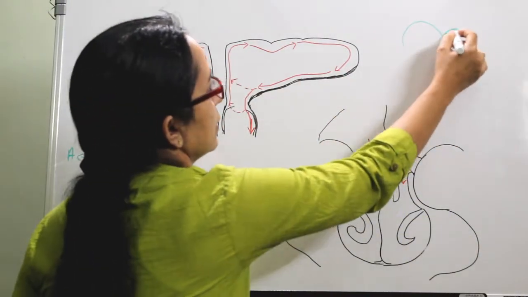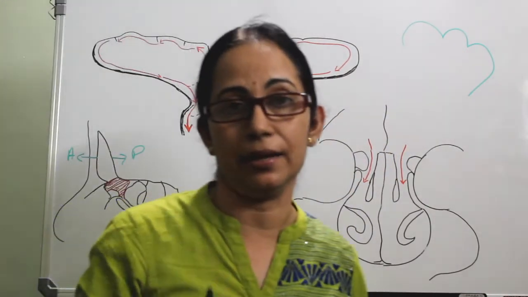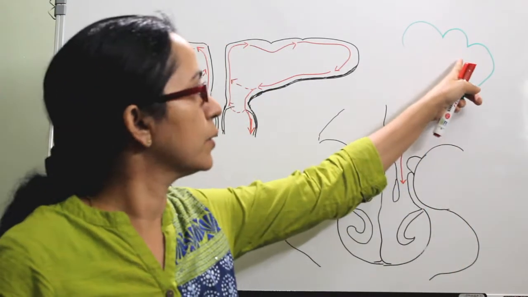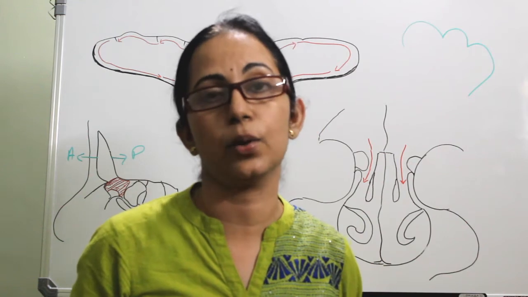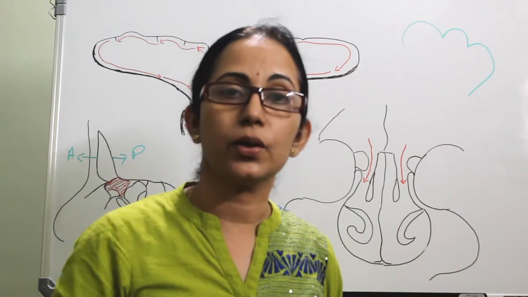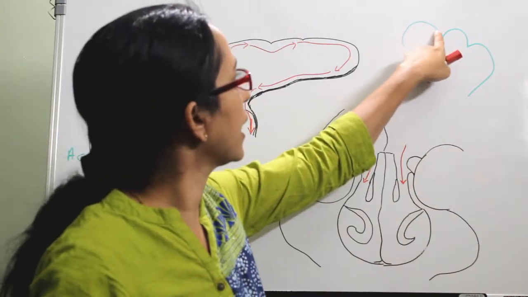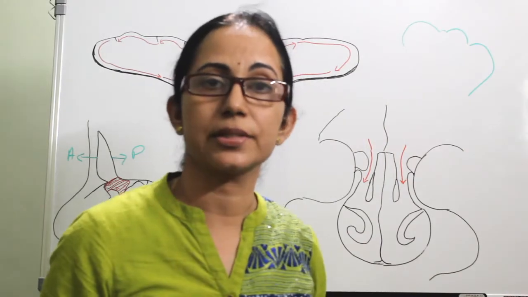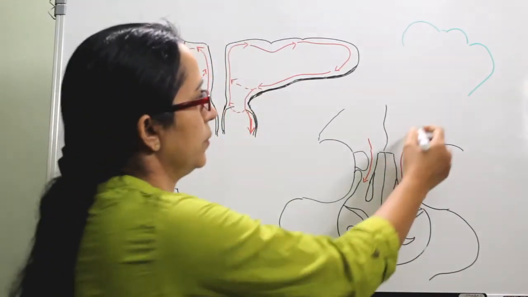This is the shape. Scallop means the shell. Okay, the word meaning of scallop is shell. So normally we call it a scalloping appearance. And radiologically, if there is absence of scalloping with the expansion of the frontal sinus, it is seen in case of a mucocele of the frontal sinus. Okay, mucocele.